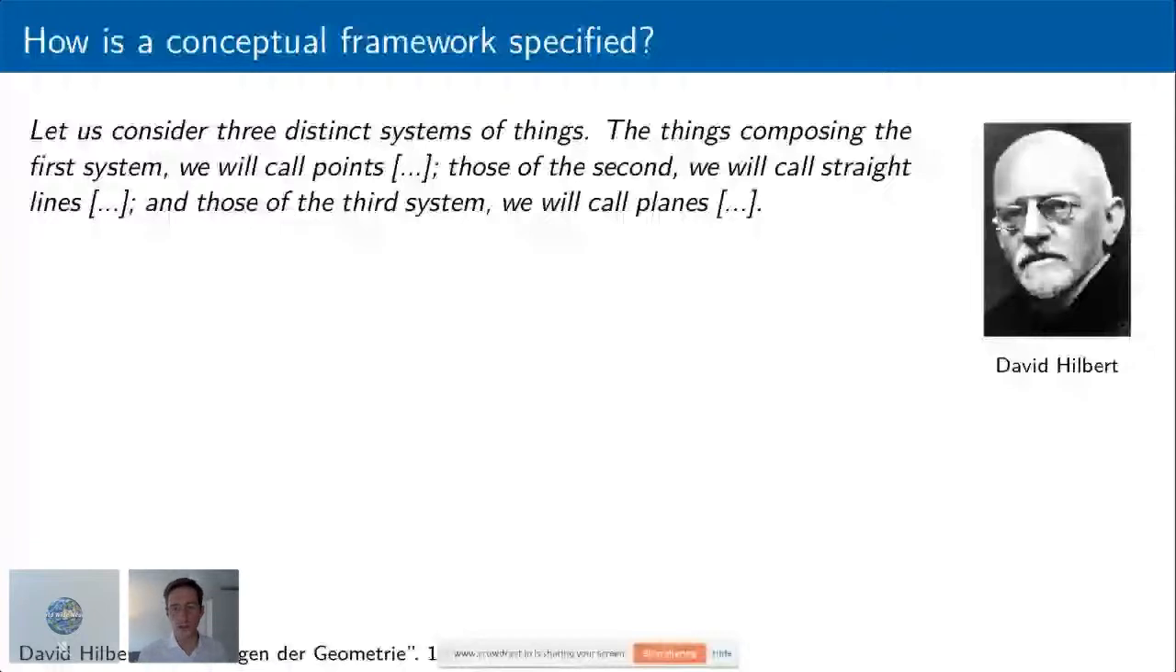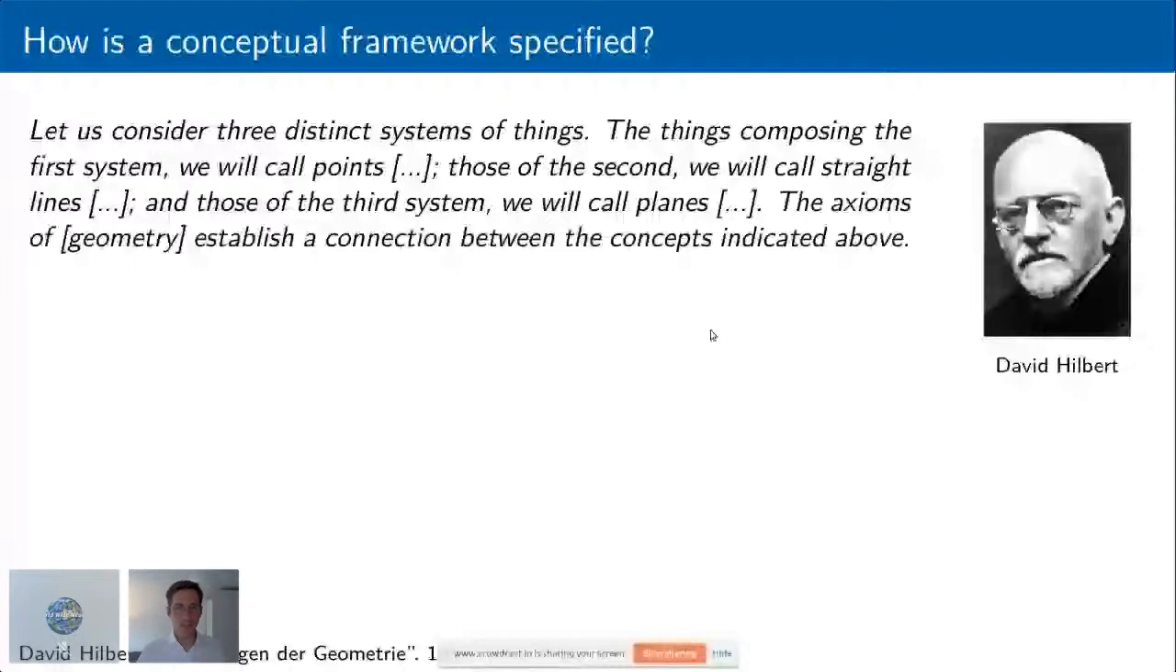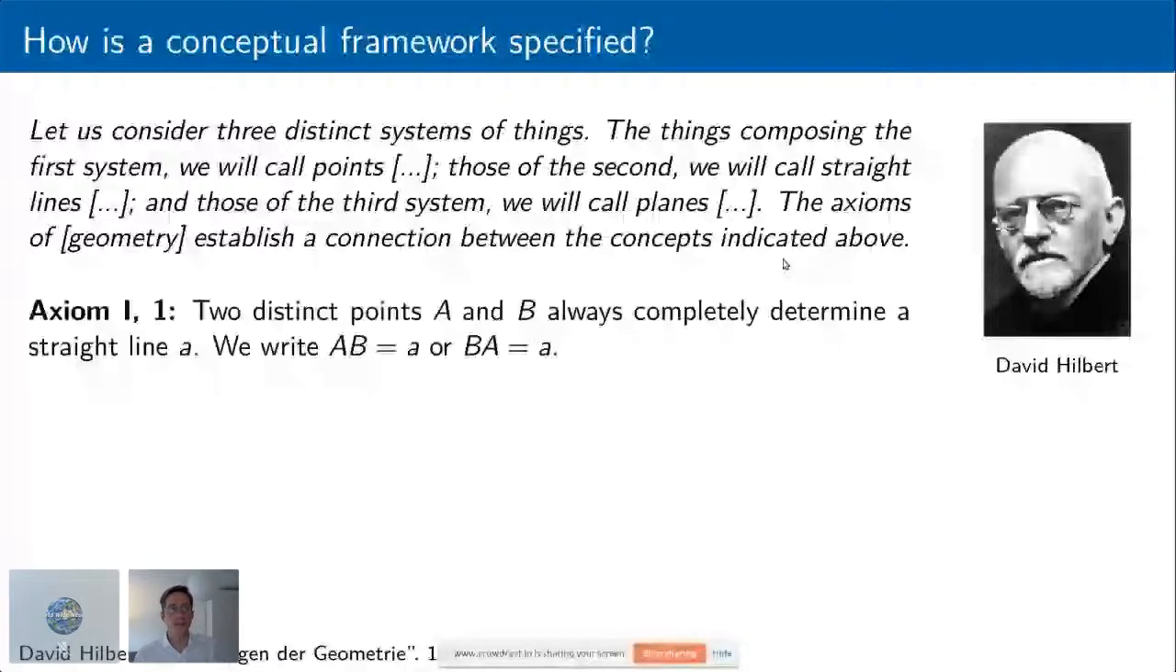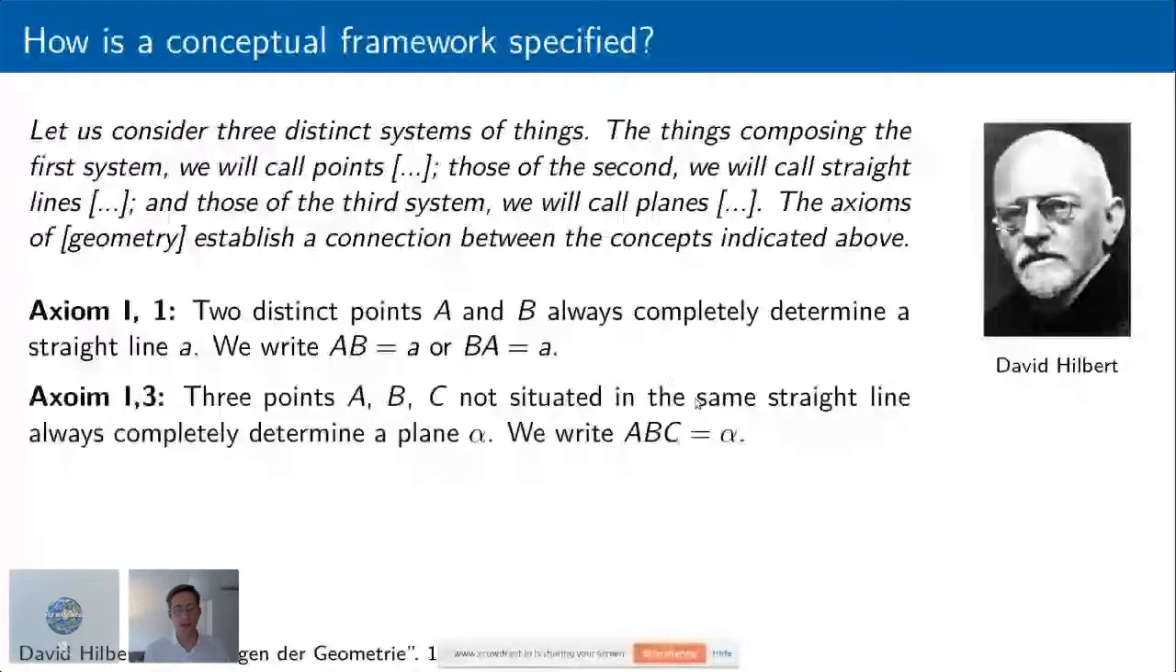What gives meaning to the objects is the following. The axioms of geometry establish a connection between the concepts indicated above. So let me give you one example. His first axiom says that 2 distinct points, A and B, always completely determine a straight line a. You write AB equals a, or BA equals a. Now, so 2 points determine a line. And here's another axiom: 3 points A, B, C, not situated in the same straight line, always completely determine a plane, alpha. We write ABC equals alpha.